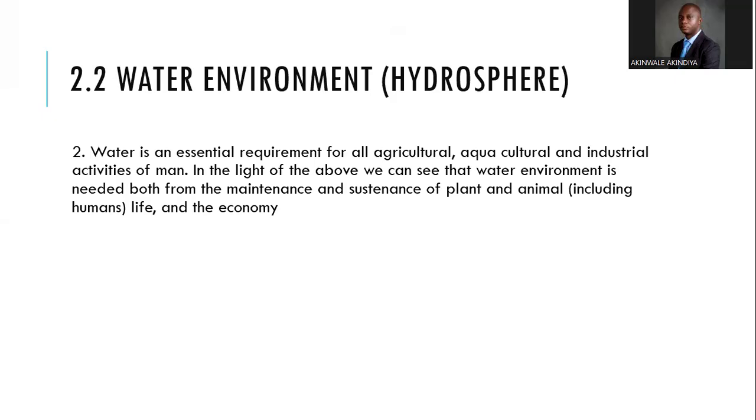So water is an essential requirement for all agricultural, aquacultural, and industrial activities of man. In the light of the above, we can see that the water environment is needed for the maintenance and sustenance of plants and animals. If we don't have water, then there is death. And it's not just having water; you must have clean water.